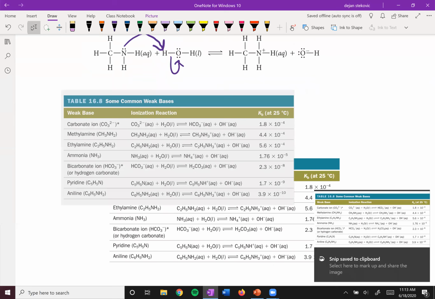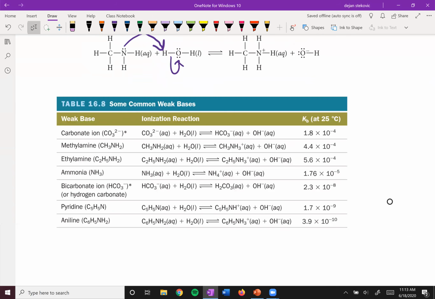So here's just an example of some weak bases. You'll see that a lot of them have a neutral nitrogen, which means that it has a lone pair in it. And so that's where that base comes from. And then another way to really see bases is that they're conjugate bases of weak acids, right? So carbonic acid is a weak acid. So bicarbonate and carbonate can be bases.